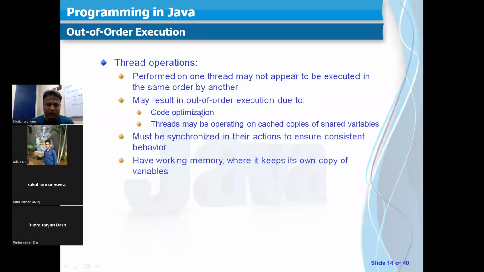The thread operation that you perform on one thread may not appear to be executed in the same order by another thread. The order in which one thread works, a thread being a sub-process inside a process, is not mandated to be the same in another thread. Because we have already read that a thread is an independent path of execution in a program. It may result in out of order execution due to code optimization.